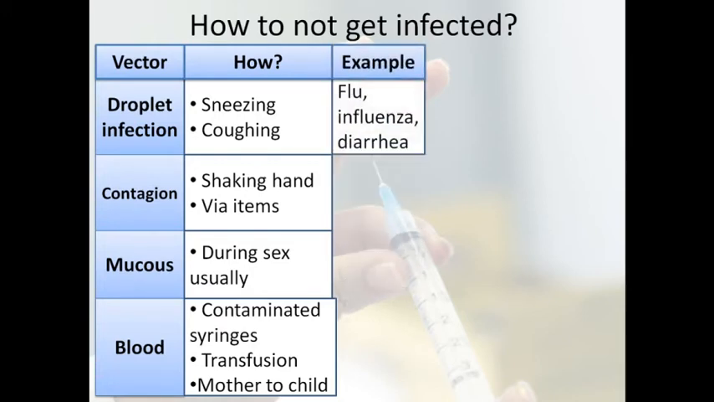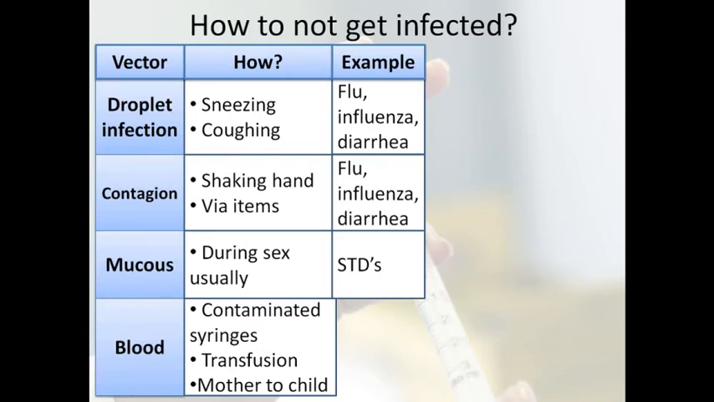Some examples of these diseases. Usually droplet infection transmits flu and influenza and diarrhea and vomiting causing infections. From contagion you can get also flu and influenza and diarrhea, so if you touch something and then it gets carried into your system by that. Mucus usually transmits STDs because during sex the mucuses touch, and then the sexually transmitted diseases get carried on. And blood carries HIV and hepatitis. These get carried to another victim through blood.